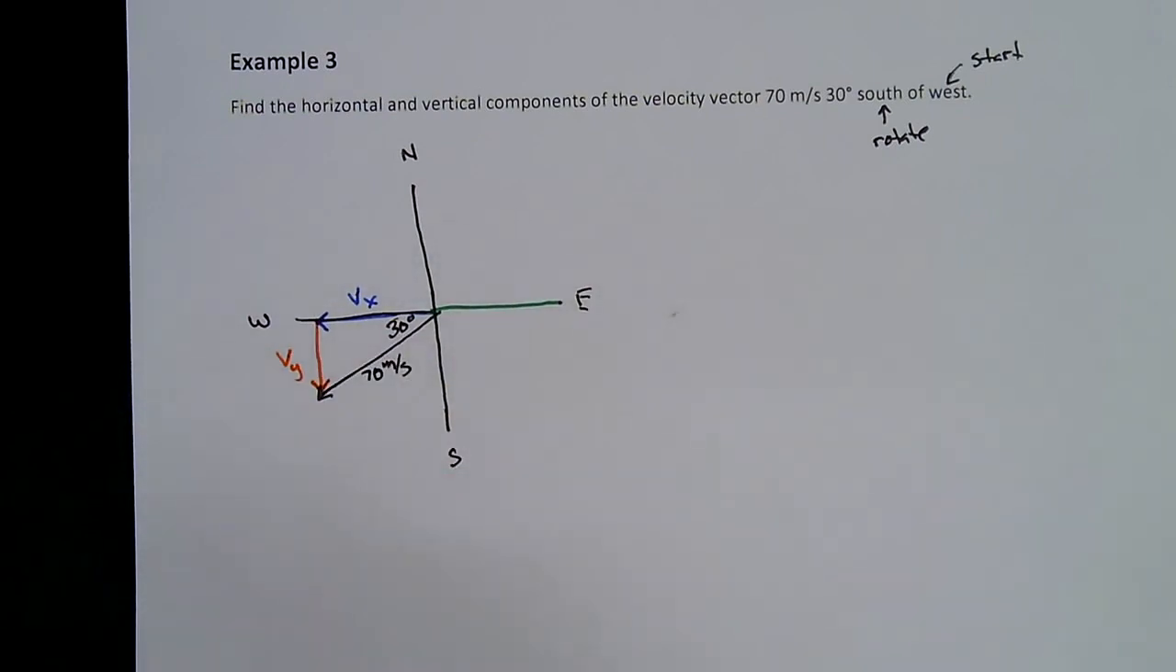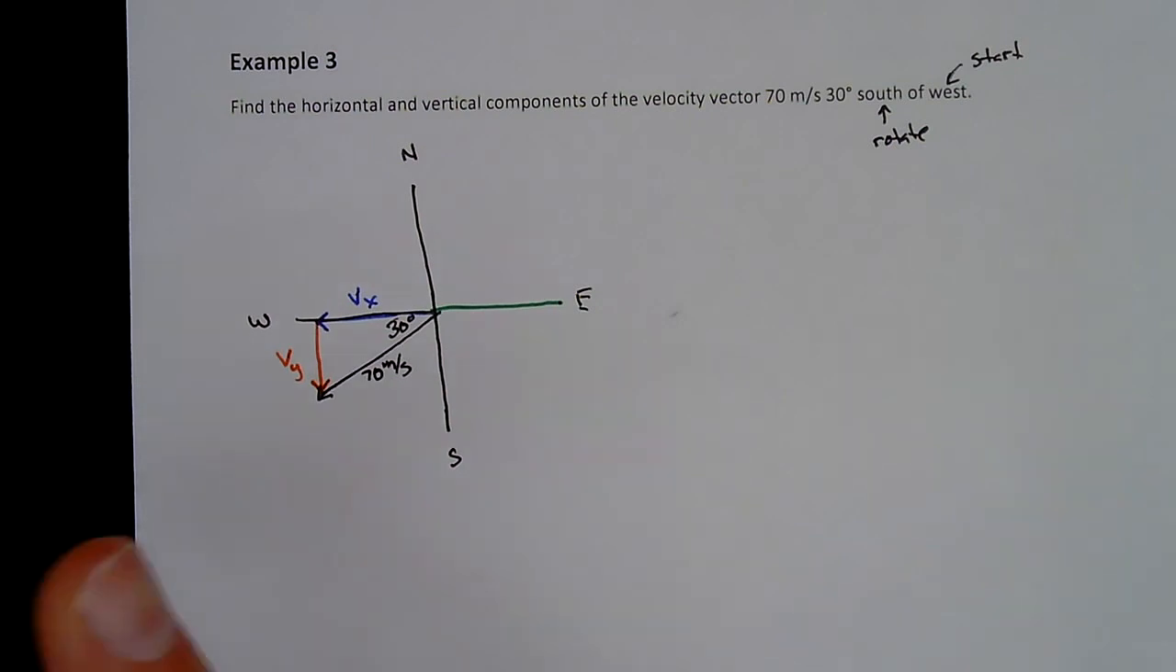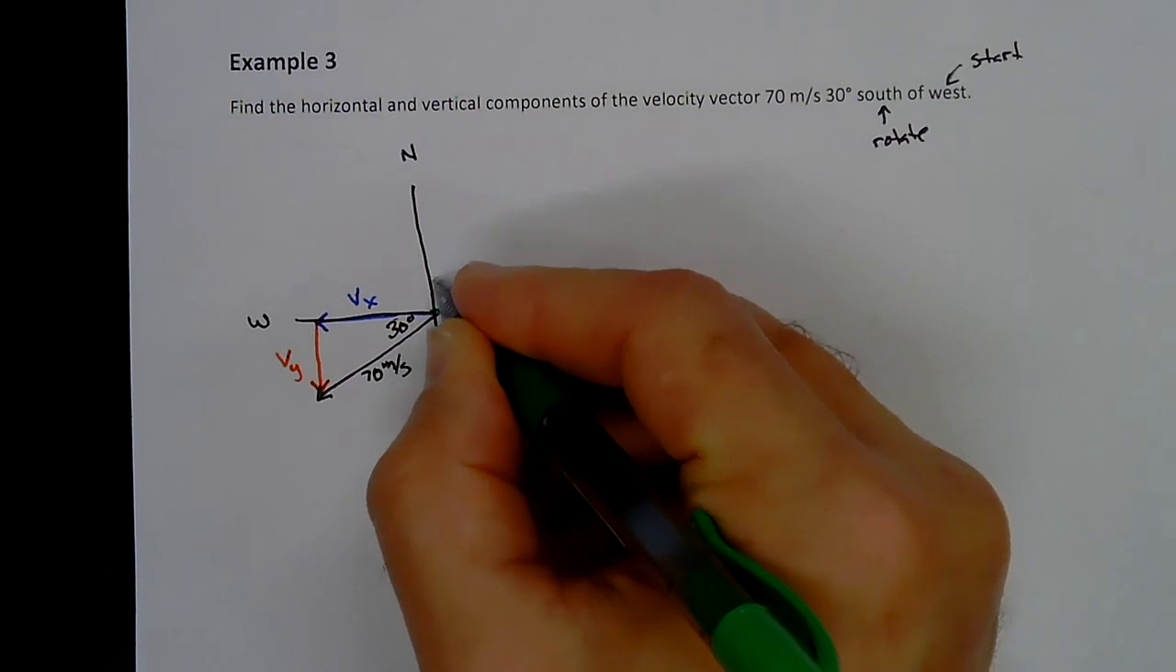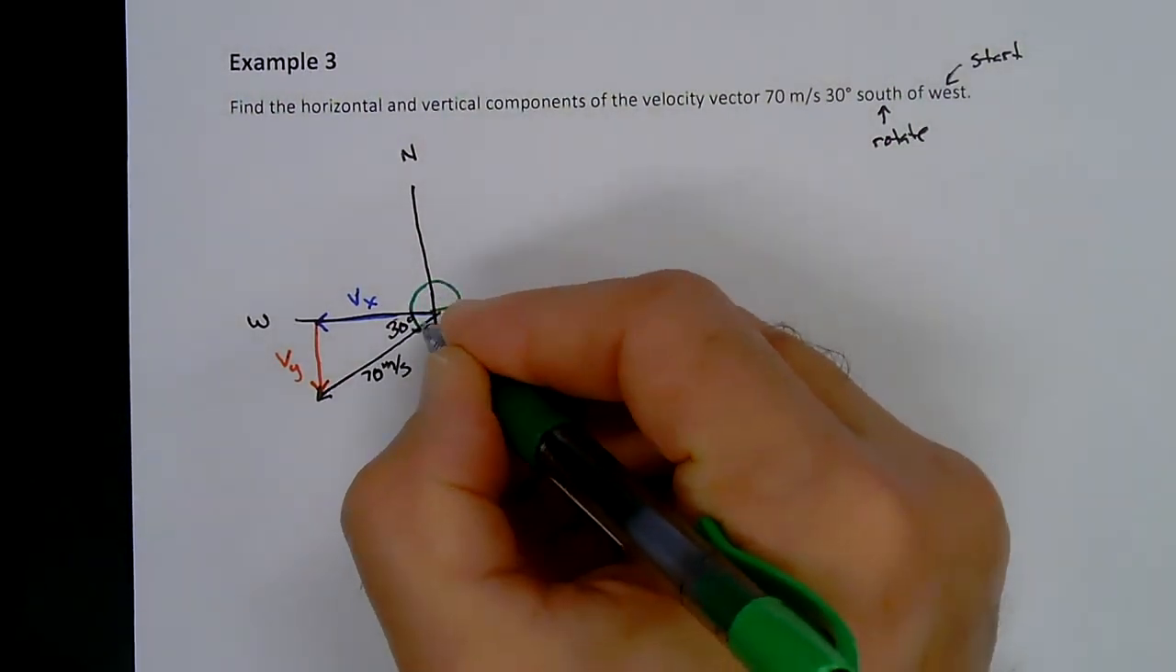Okay, and here's what's important. If you use 30 degrees, you are going to get the problem wrong. Not because I just say so, but because 30 degrees is not the right angle. For trigonometry, the angles are always measured from the positive x-axis, okay? So we actually have to figure out what this angle is all the way to here.